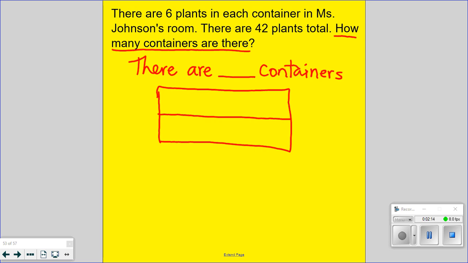When I make my bar model, I like to start with my whole or my total. Do I know my whole or my total? Look at that problem carefully. Zach? Yes, I do. What is it? 42. 42 what? Plants. That's my total. I don't have any more plants. I got 42 of them.